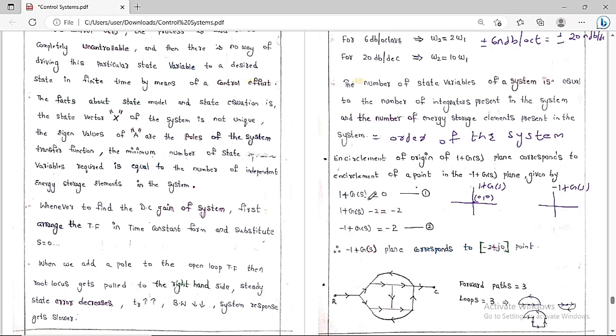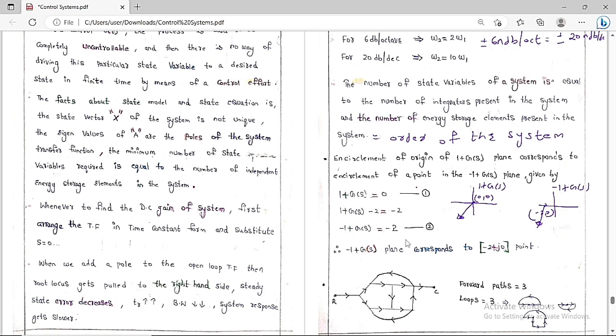So you can see 1 plus g of s is equal to 0. So add minus 2 on both sides, and we are going to get finally minus 1 plus g of s is equal to minus 2. So minus 2 means we can write minus 2 comma j0 or minus 2 plus j0. So this is the point here. So the point is minus 2 comma 0. At this point we are going to do the encirclement. So here at 0, 0 we are going to do encirclement. Here at minus 2, 0 we are going to do encirclement. So this point always you have to keep in mind.